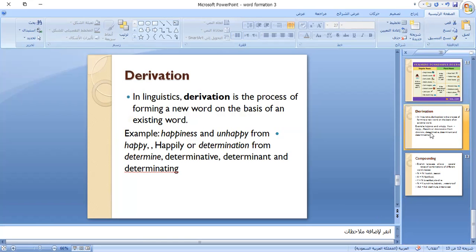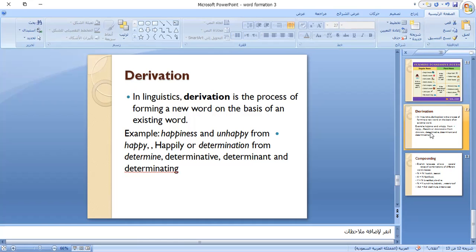Now derivation. Do you know what derivation is? It means you add suffixes or prefixes, or together affixes, to words to produce new words. Actually, they are related in meaning, but they are not the same. They change the meaning or they change the speech part.